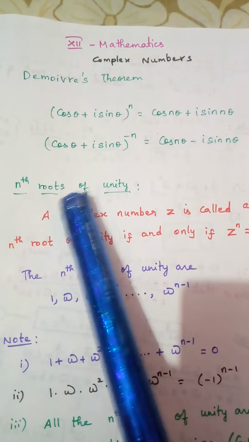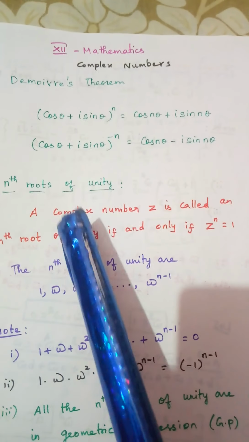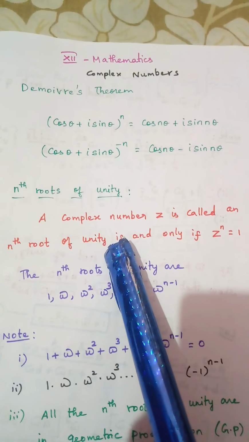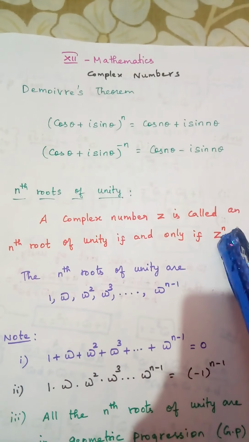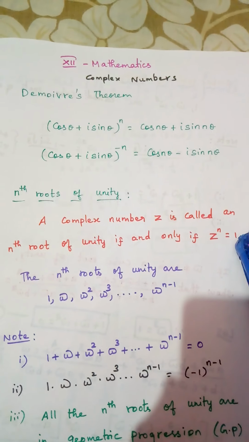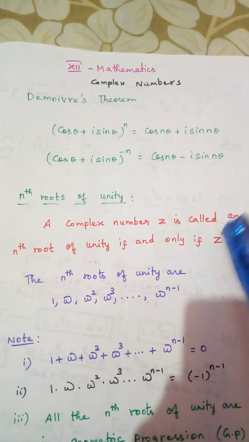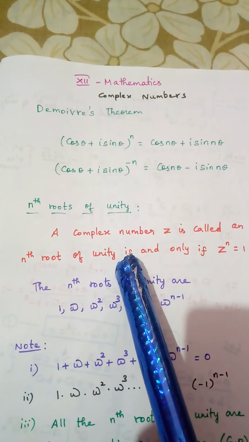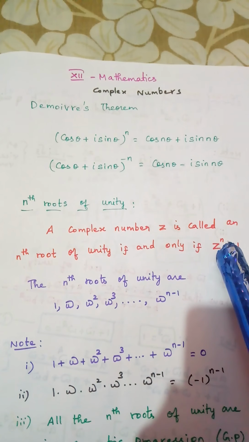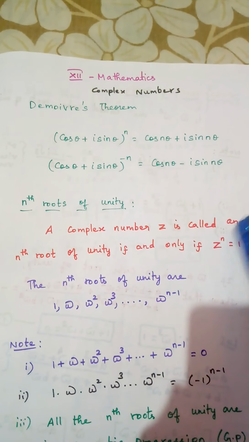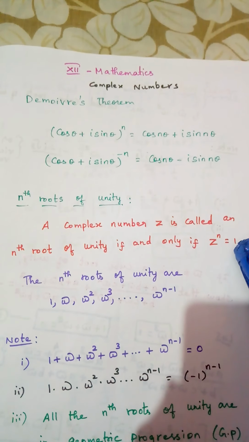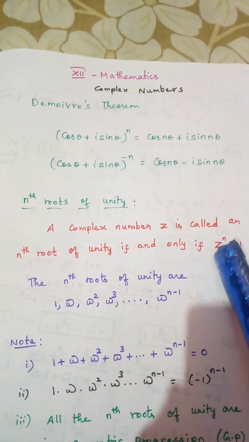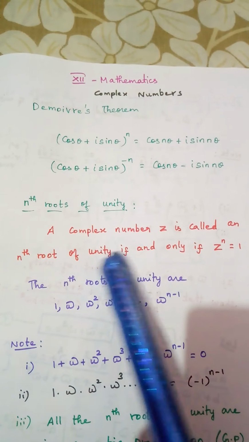Next is nth root of unity. We will see the definition. A complex number z is called an nth root of unity if and only if that complex number to the power of n is equal to 1. If the complex number to the power n is equal to 1, then that complex number is called nth root of unity. What is z? z is a complex number. What is n? Power. What should be the value? It should be equal to 1. If a condition comes like this, then this complex number z is called nth root of unity.